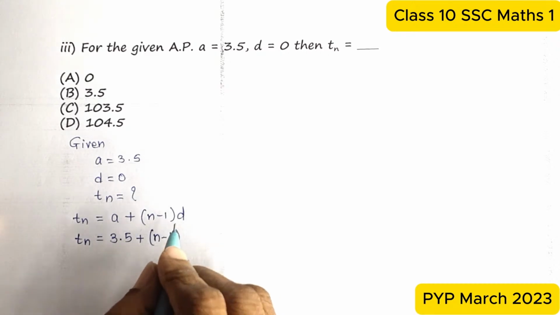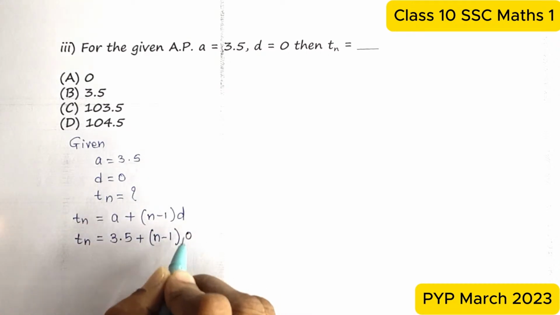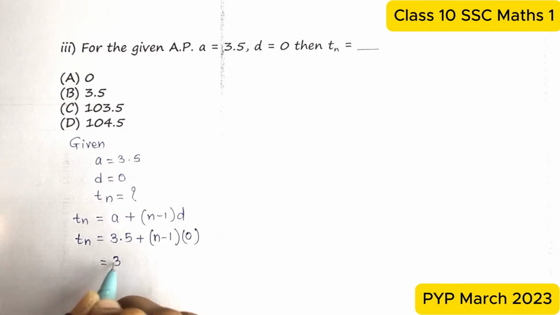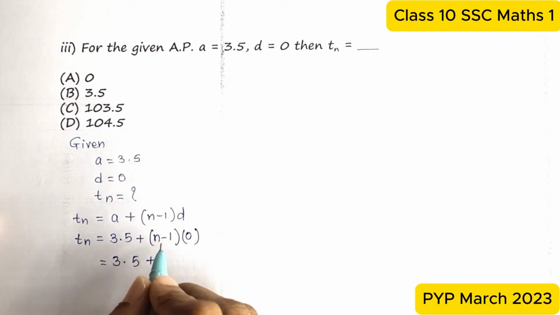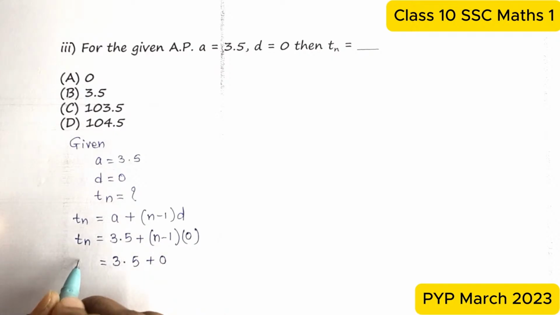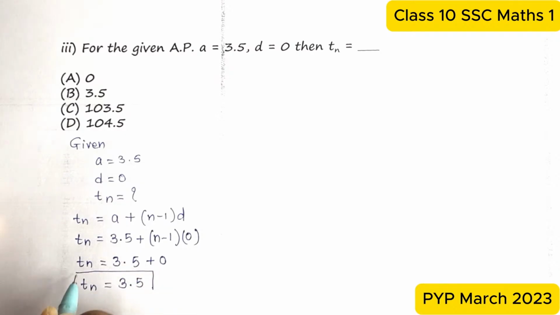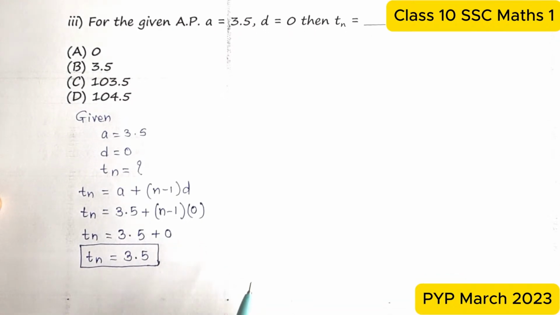And D here is 0. So 3.5 plus 0 multiply n minus 1, that means it is 0. So students, Tn is equal to 3.5. Okay students, so the correct option is B, 3.5.